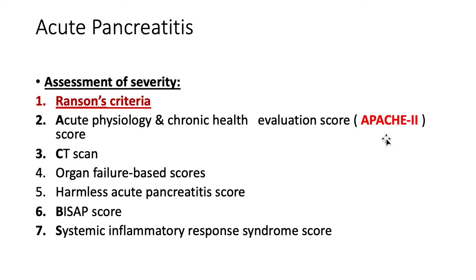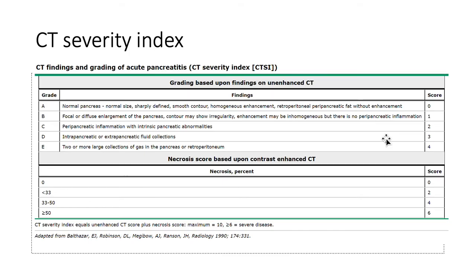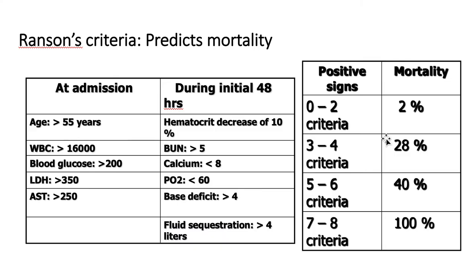So always remember that. Okay. And there is also some sort of assessment for severity, but this is not very important actually. If we're talking about Ranson's criteria, this is just to give you an idea about the severity of the cases. They give points for the positive signs. If you collect these positive signs on that scale, you would see the percentage of mortality.